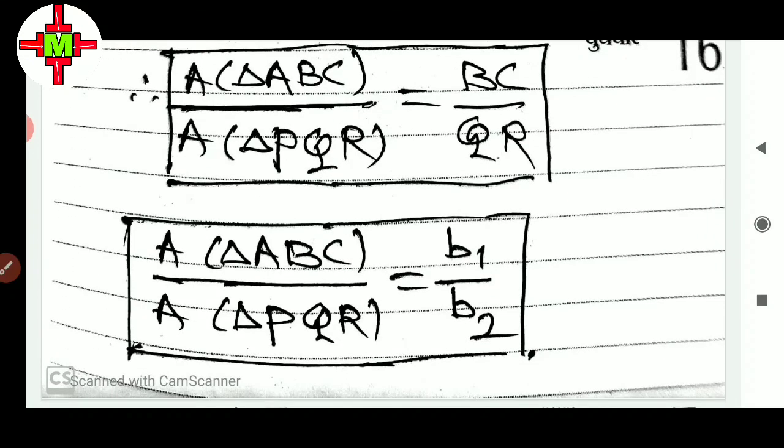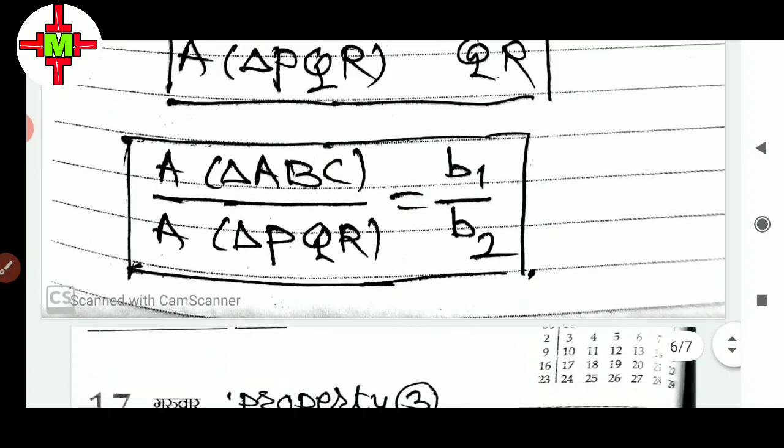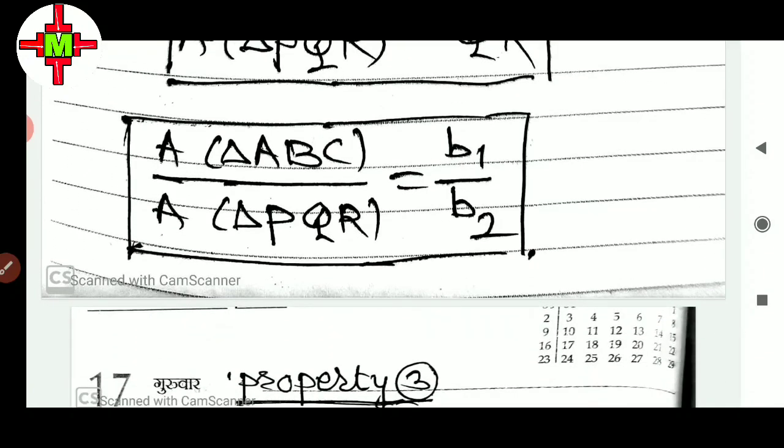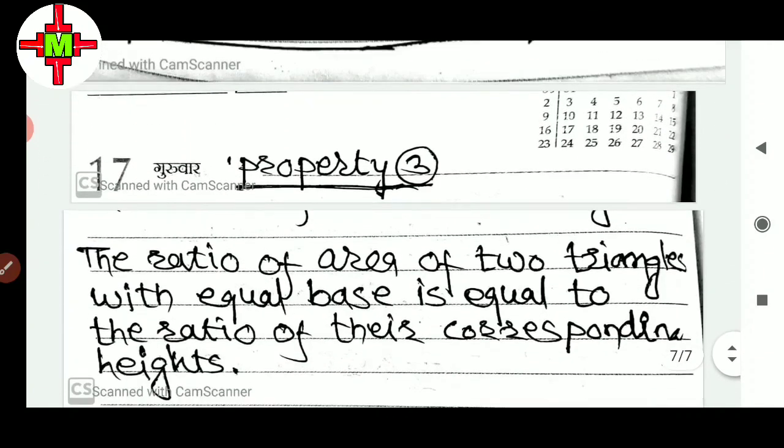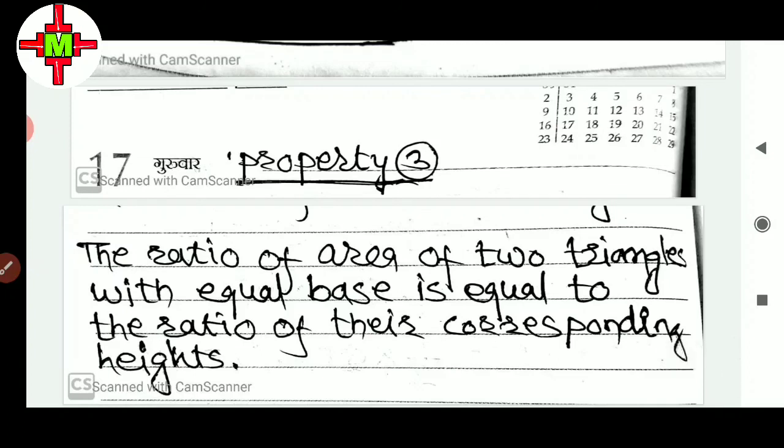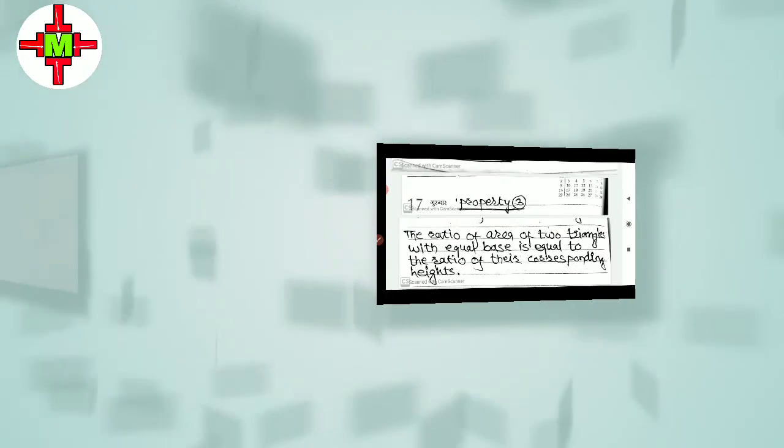The ratio of area of two triangles with the same height is equal to the ratio of their corresponding bases. Now property number 3 is the ratio of area of two triangles with equal base is equal to the ratio of their corresponding heights.